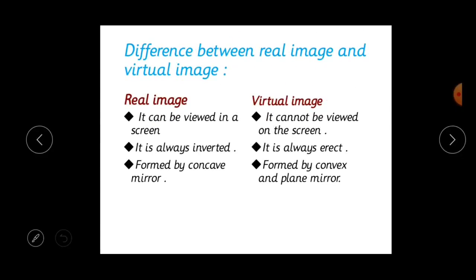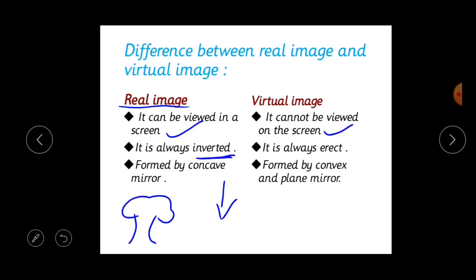Now let us see what is the difference between virtual image and the real image. So first is real image. It can be viewed on a screen. Yes, you know it. The virtual image cannot be viewed on a screen. Next one is, it is inverted. Here is one new word for you, inverted. Inverted is nothing but upside down. Upside down. For example, this is a picture of a tree.